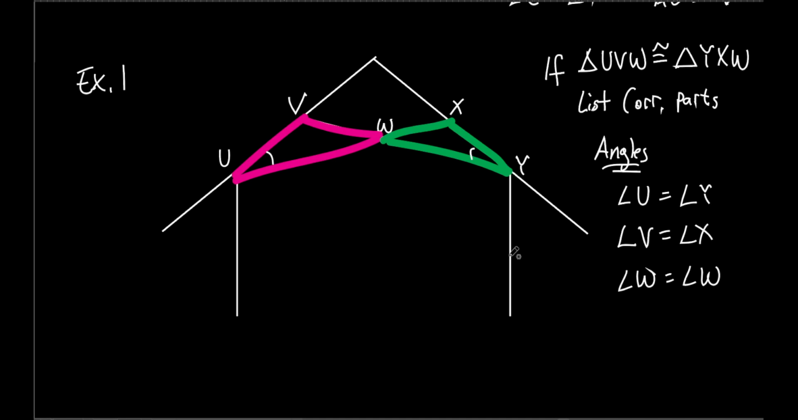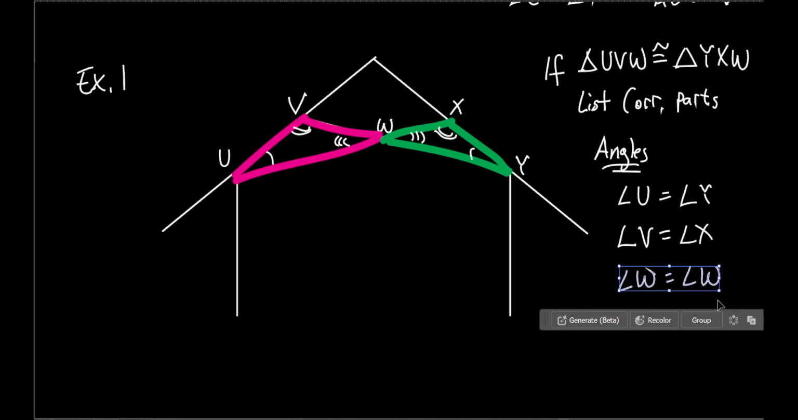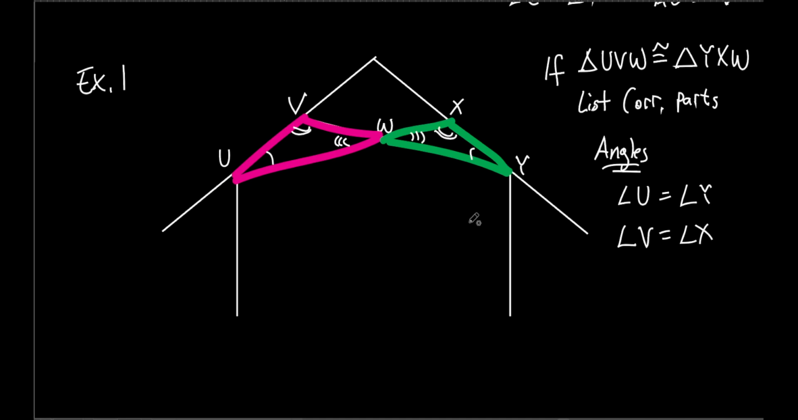Well, I tell you what, let's be careful with it. So the V and the X would equal each other. I'll put two arcs there. So these would equal each other. So what would I call, instead of calling it W equals W, because that is kind of silly? Probably don't want to write it like that.